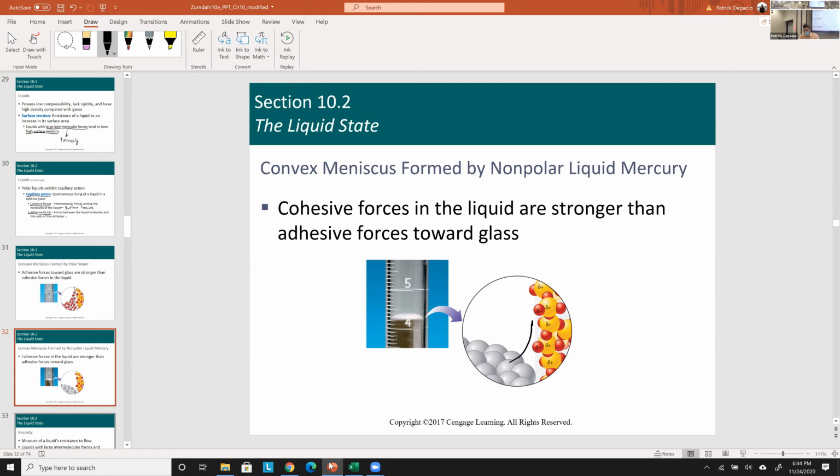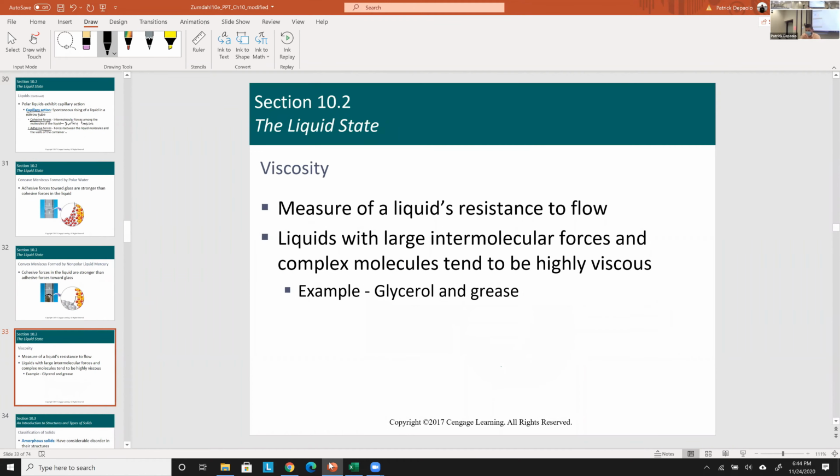Then if the cohesive forces outweigh the adhesive forces, meaning the liquid doesn't climb up the side, you'll actually have a convex meniscus. This is with very non-polar solvents that don't interact with the silica or the partial charges in the glass. That's going to be a convex meniscus. That's also possible.